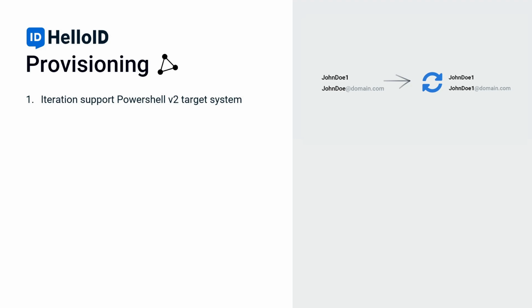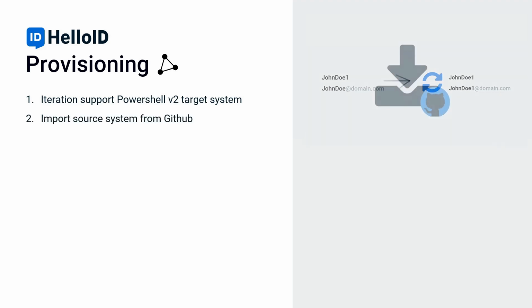Another advantage of this new feature is that the value of the iteration can be returned from the script. In this case, it can be used when the maximum amount of incremental iterations has almost been reached, as an escape scenario. The second feature is the import source system from Github.